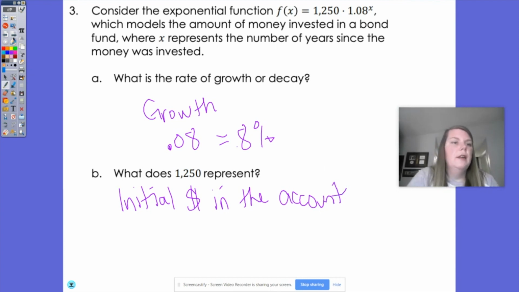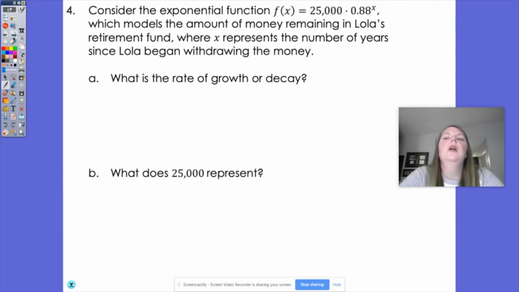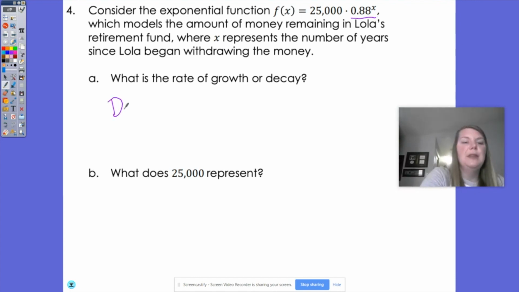All right, let's look at another one. Number 4 says, consider the exponential function 25,000 times 0.88 to the x, which models the amount of money remaining in Lola's retirement fund, where x represents the number of years since Lola began withdrawing the money. So she's taking out money, so that's why this value is less than 1, so that is going to be decay. And what is that rate of decay?